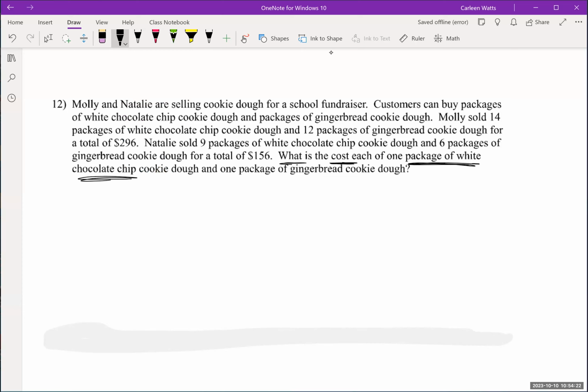Okay, so one package of white chocolate chip, I'm going to call W. You could call them X and Y. And then what is the cost of a package of gingerbread? I'm going to call those G. So we need our first equation. Yeah, Zoomers, work ahead of me. Write your first equation, please.